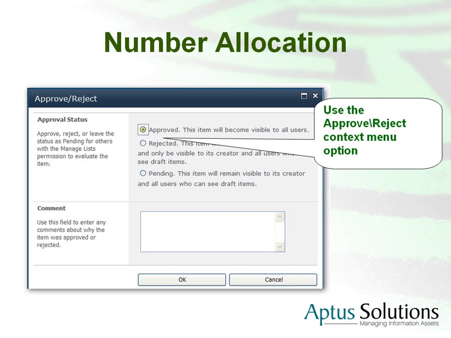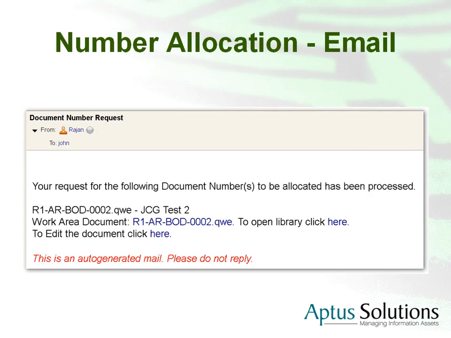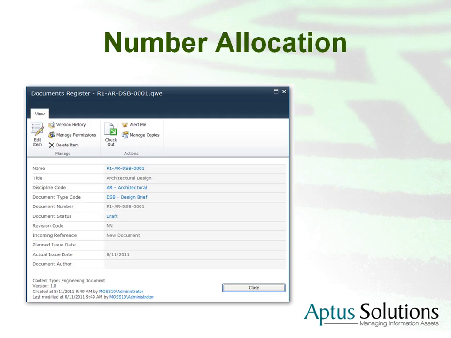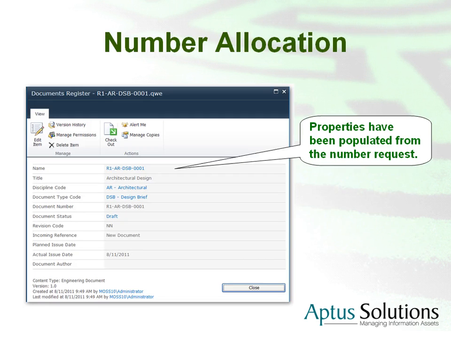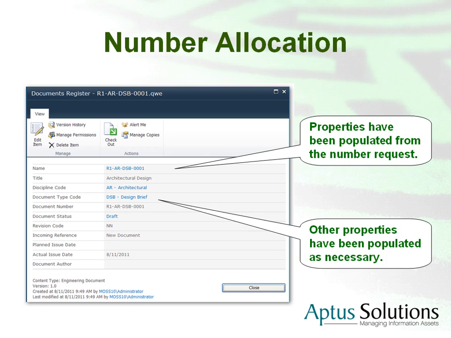So once approved, the document will be added into SharePoint and the requester will receive an email similar to this one. You can see that once the document has been approved, yourDCC will populate the properties from the request number and fill out some of the metadata, and other properties have been added as well.